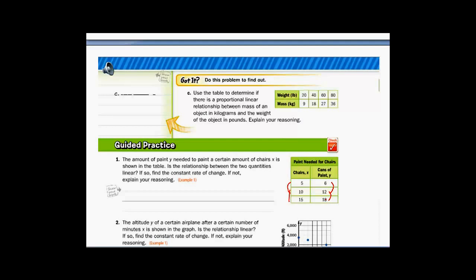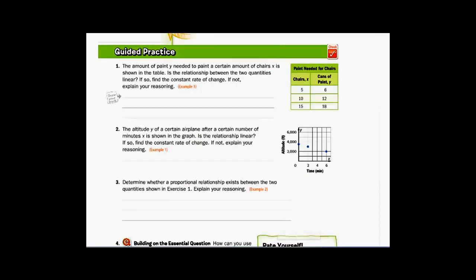Now, what is the constant rate of change? So it talks about the amount of chairs, X, is shown. Is the relationship between the two quantities linear? And like I said, they usually want Y first. So Y over X. So I've got 6 over 5 as its rate of change. 6 over 5.